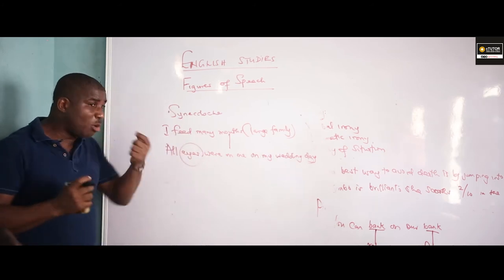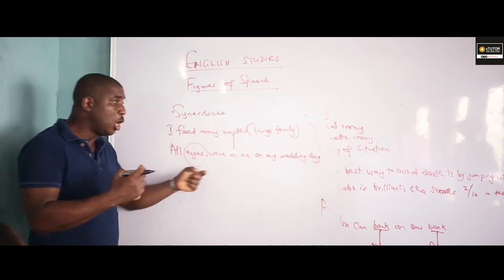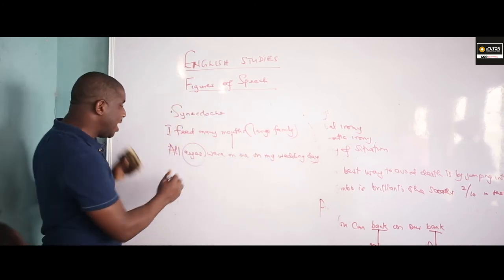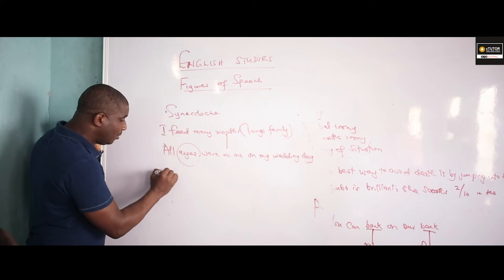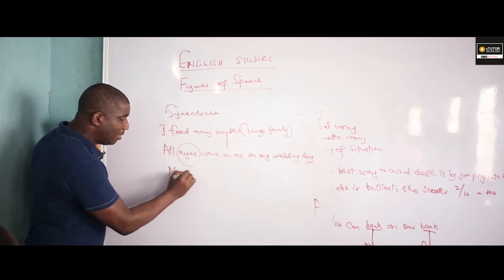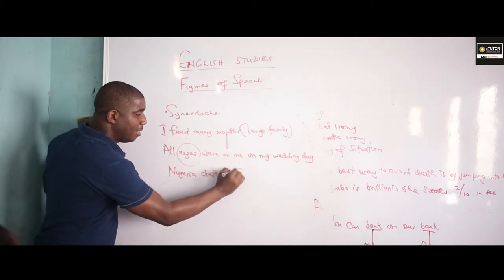We are not referring to eyes per se. We are referring to those people that were looking at me on my wedding day. So here a part represents a whole. Do I seem to be communicating? Yes, sir. Okay, now look at this example. Nigeria defeated Ghana.